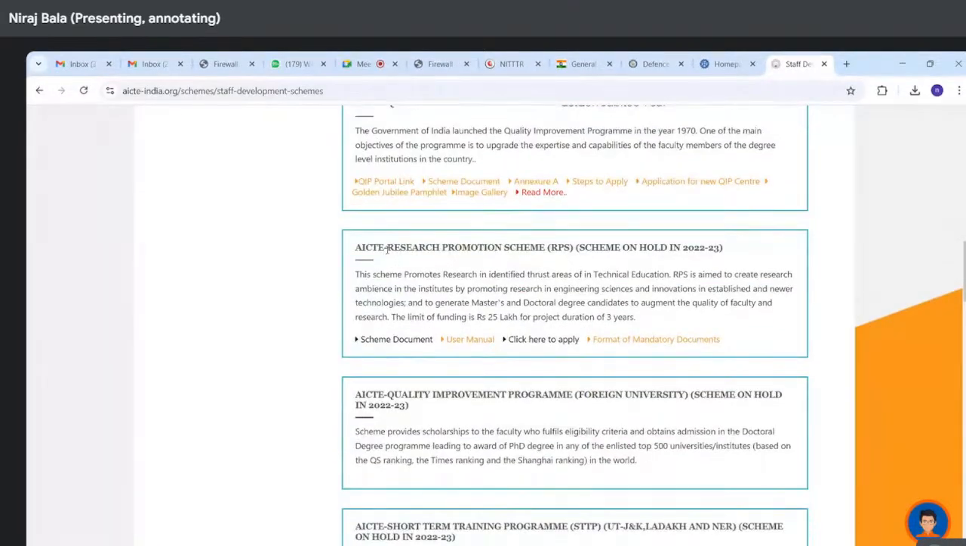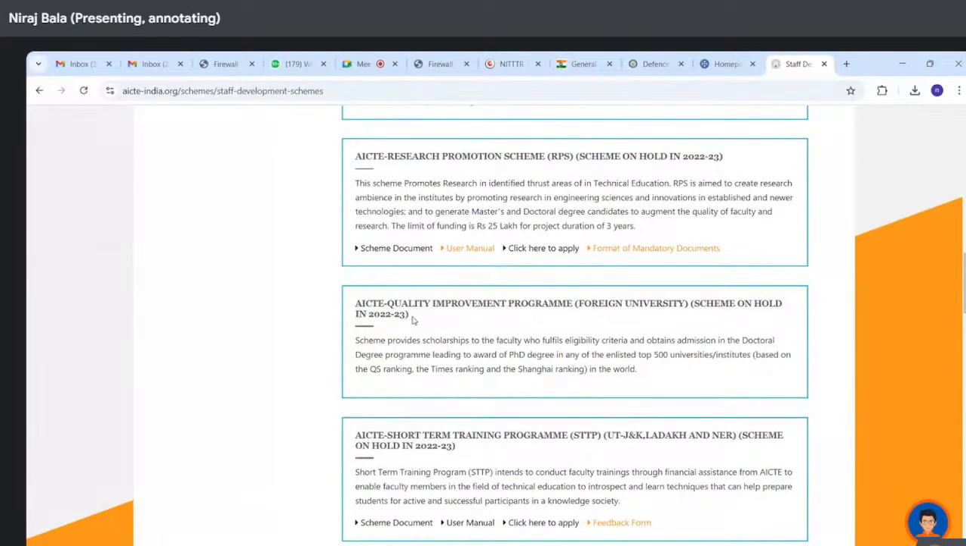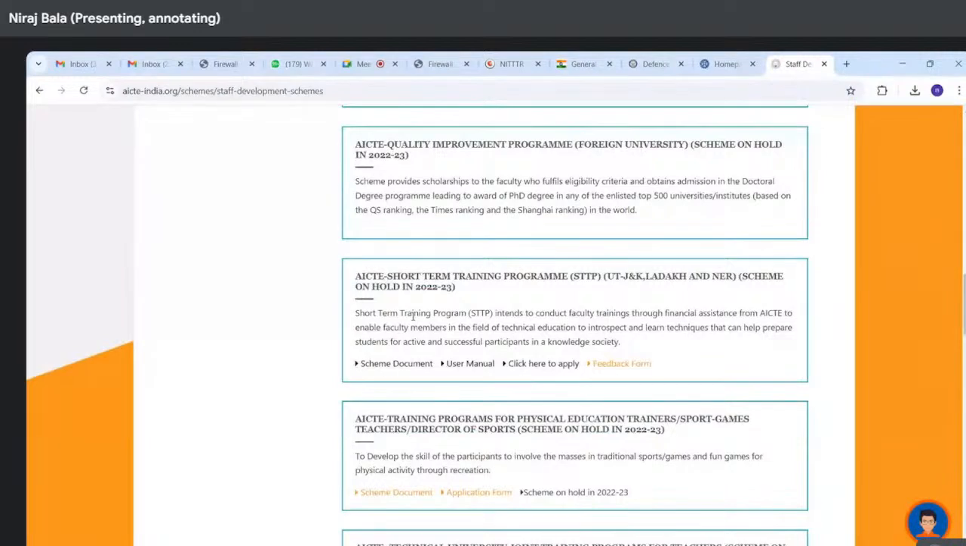Then this is the scheme which I was talking about, the Research Promotion Scheme. I will show you my own project proposal under this scheme. Then there is the AICTE Quality Improvement Program. If you want to go for it, this is on hold at the moment. Like I am doing this FDP, we are conducting this FDP.